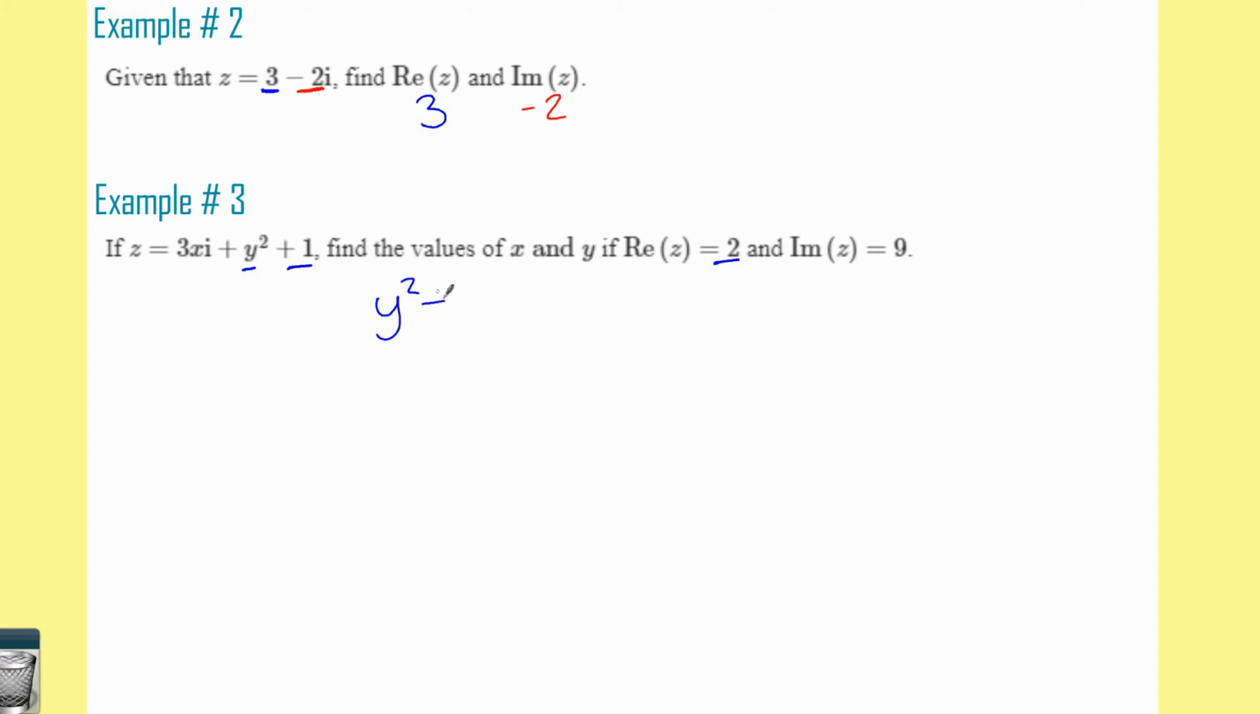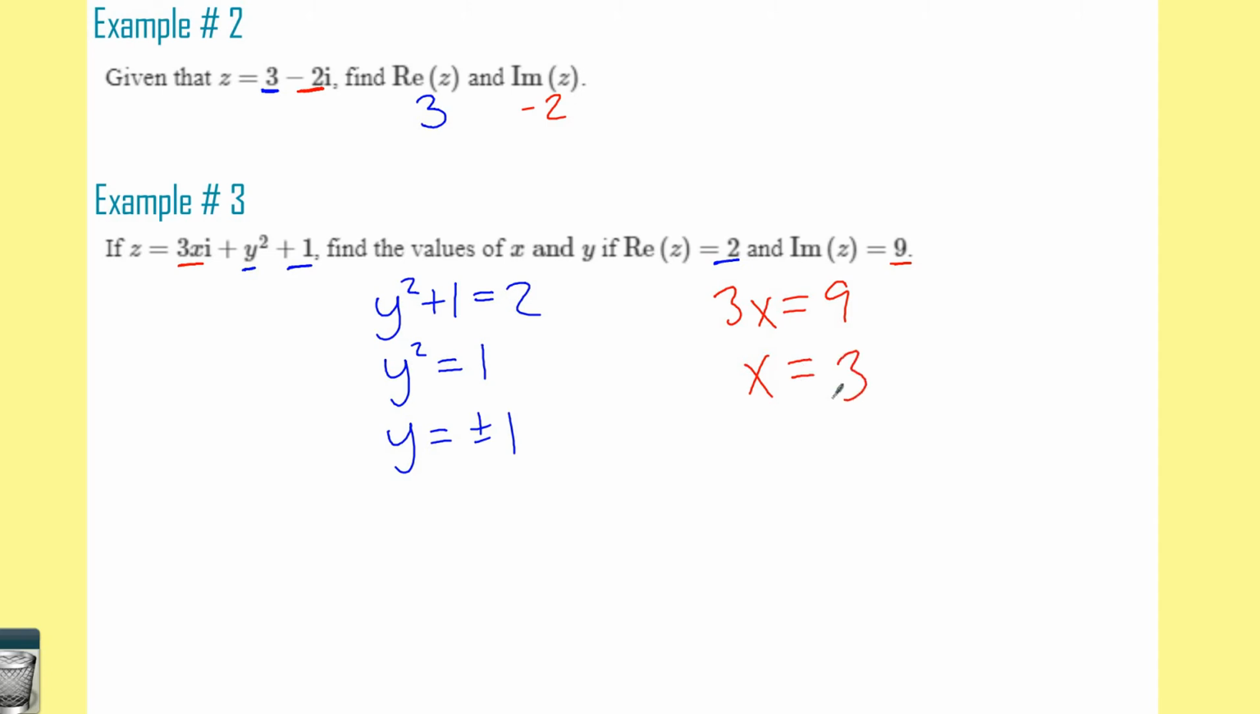So y squared plus 1 must equal 2. y squared equals 1. So y must equal plus or minus 1, right? It could be negative. All right, then the imaginary part must be 9. Well, the part next to the i would be 3x. So 3x must equal 9, so x equals 3. There's your answers.